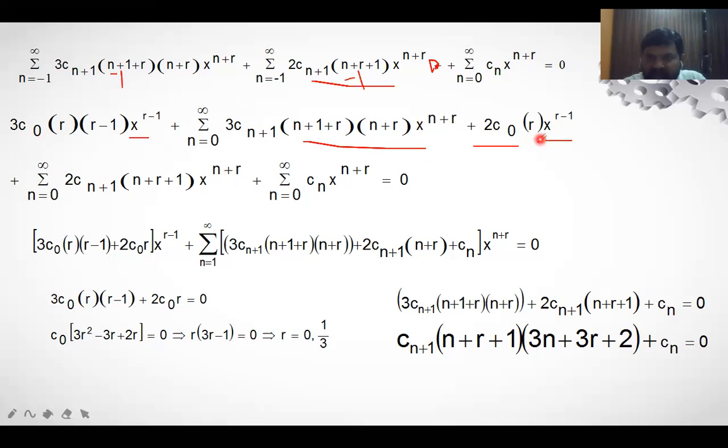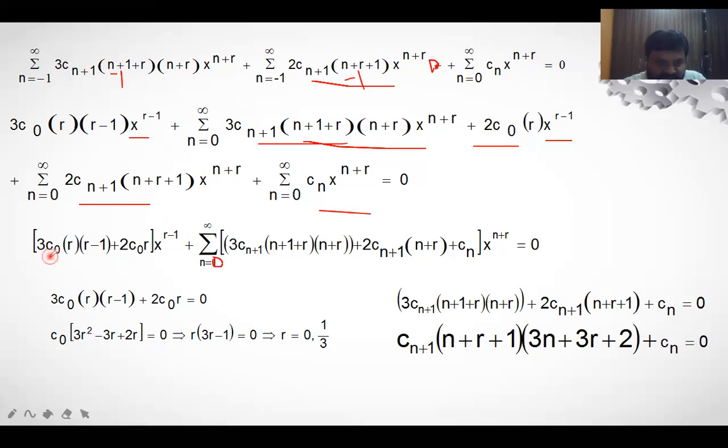And the remaining summation is equal for this. The sum is varying from 0 to infinity. So write this term plus this into x raised to n plus r. Now we are equating the coefficient of the least degree power to 0. You can't equate this, so first of all we are equating this value to 0.